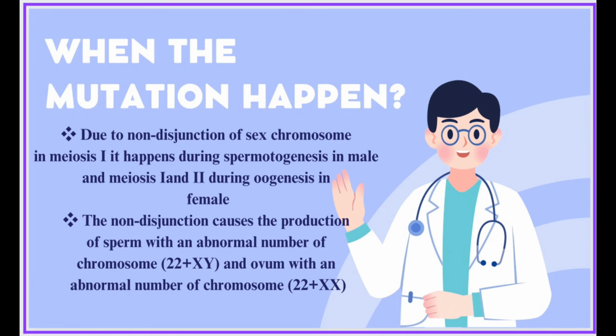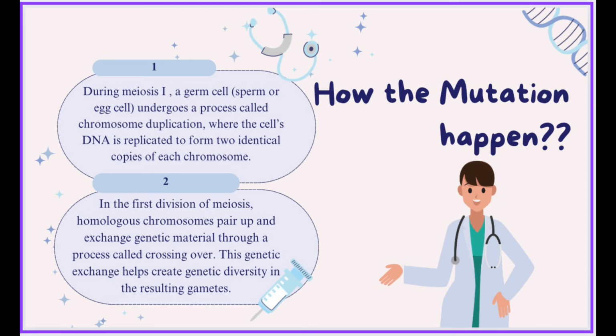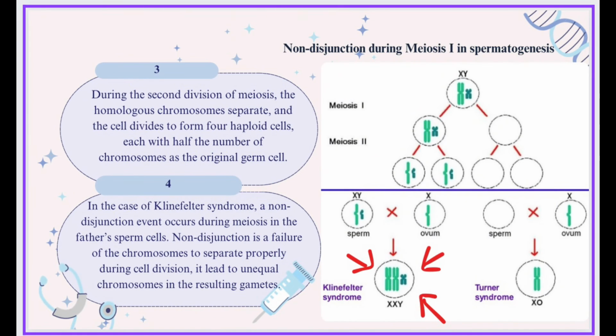How does the mutation happen? Here is the explanation step by step. In the case of Klinefelter syndrome, a non-disjunction event occurs during meiosis in the father's sperm cells. Non-disjunction is a failure of chromosomes to separate properly during cell division. It leads to unequal chromosomes in the resulting gametes. As a result of non-disjunction, one of the sperm cells produced by the father carries an extra X chromosome in addition to the normal X chromosome and Y chromosome.